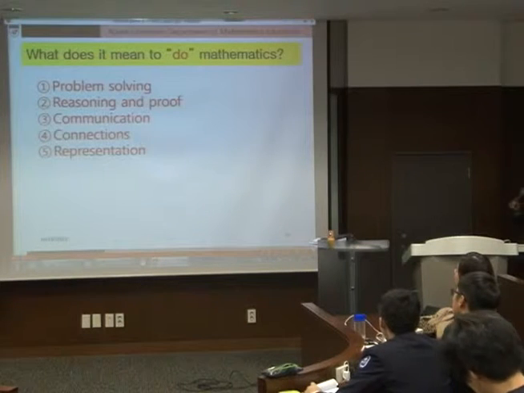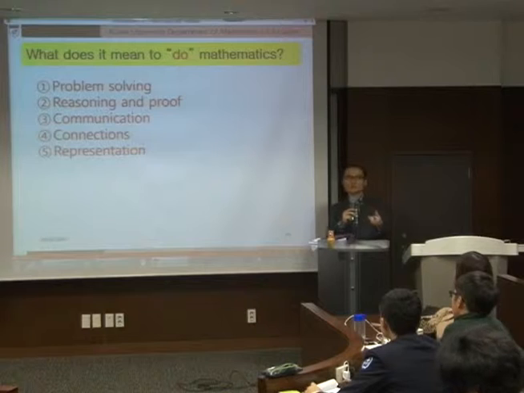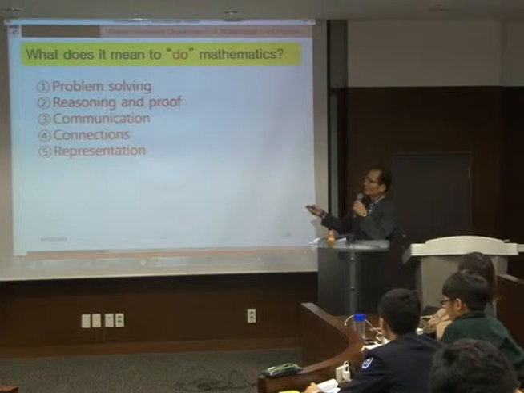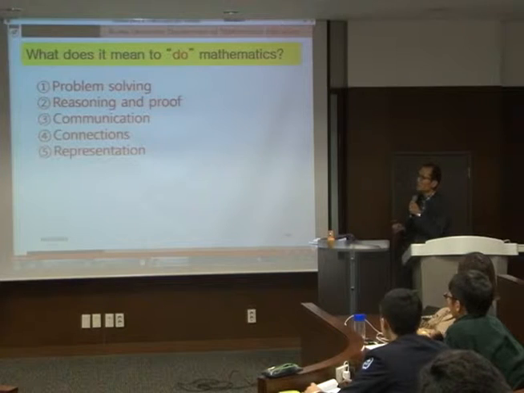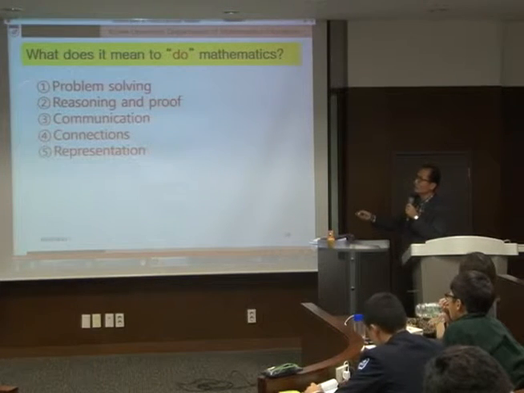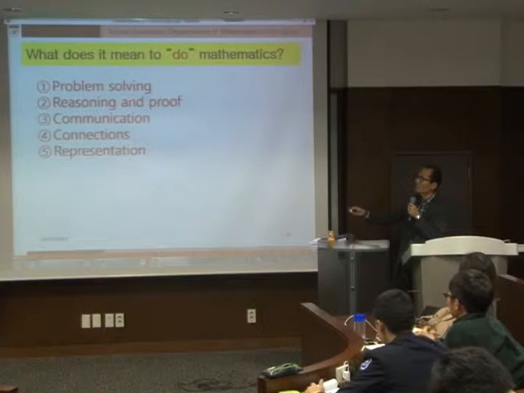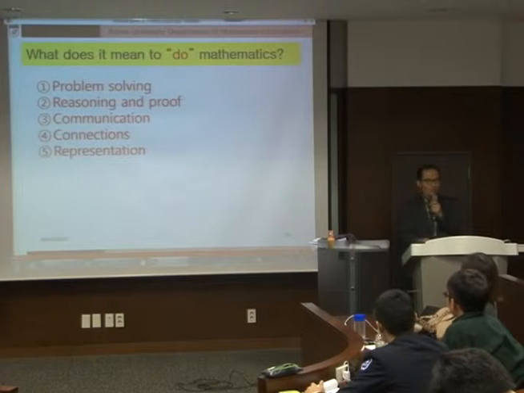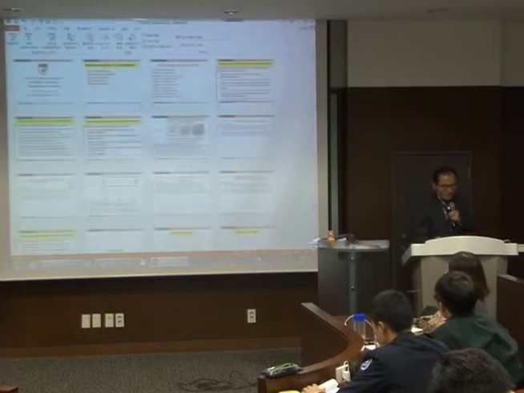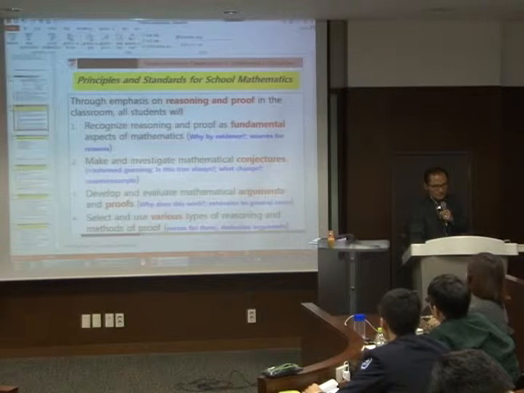What does it mean to do mathematics? Basically, we have covered the mathematical processes in doing mathematics: reasoning and proof, problem solving, communication, connection, representation. We have focused on 4 of the 5 processes, except communication, right? So I hope you better understand the meaning of that. I'm going to briefly summarize all of them once again.